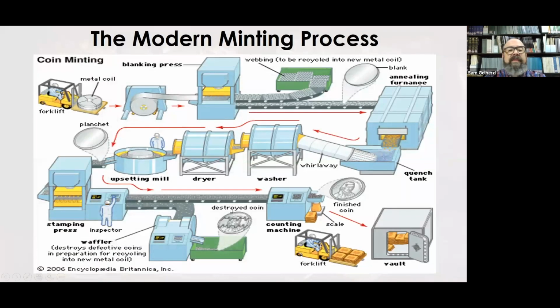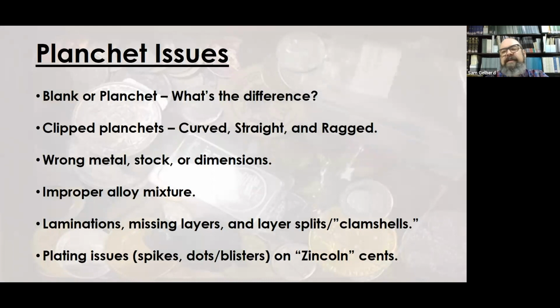So this, of course, is a real simplified view of the modern minting process. How coins start off as just strips of metal, get blanked, get cleaned, get prepared, get struck, and then inspected and counted. That was about the 10-second version of an over 2-hour class, well, technically a class that would take about 4 days during summer seminar. So let's talk about some of the issues you can have with planchets.